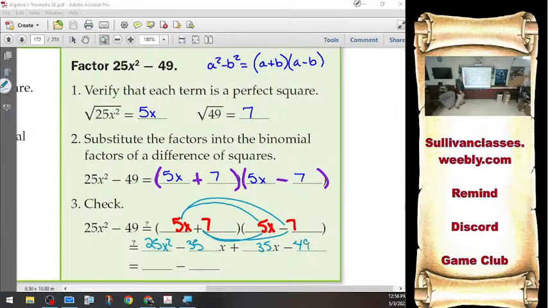Take a look at that row. Is there anything there I can combine? Negative 35x plus 35x. You owe me $35. You gave me $35. We good. So I'm left with only 25x squared minus 49, which is what I originally started with. So that's example 1.